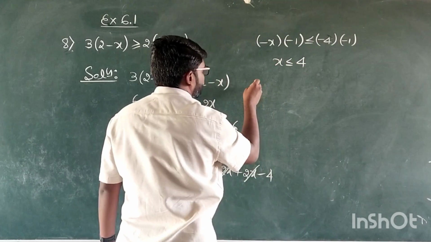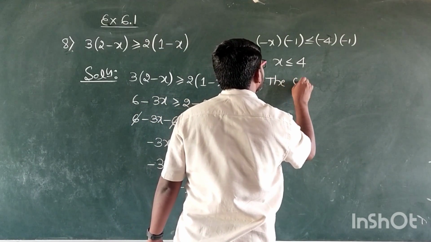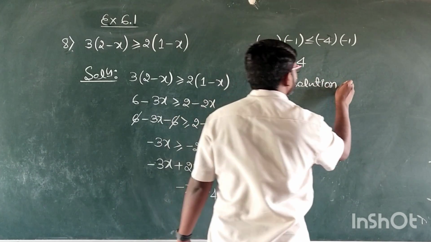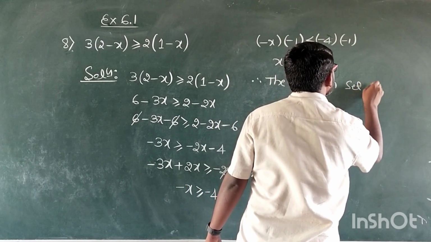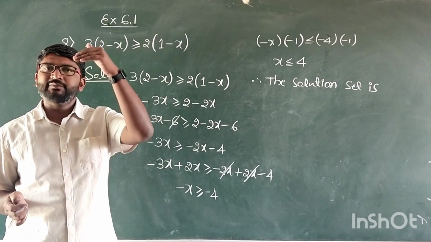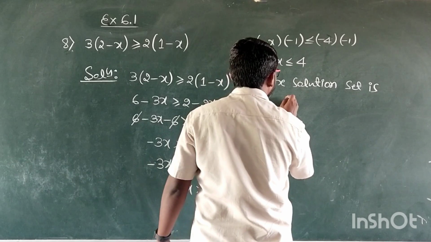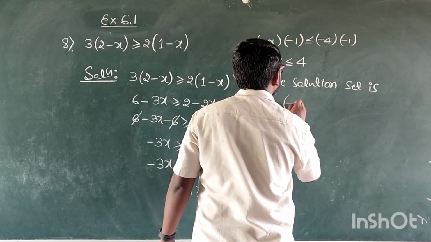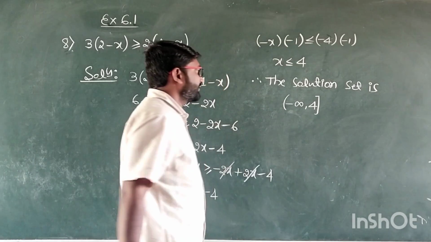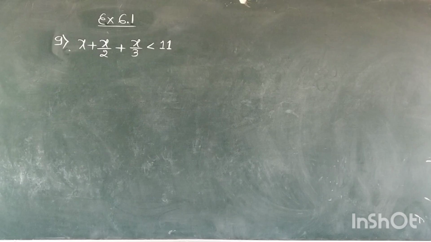Therefore, the solution set is x less than or equal to 4. x must be 4 and less than that, that means all the negative numbers. Minus infinity comma 4, it has to be a closed interval. So this is the required answer, and this is all about question number 8.